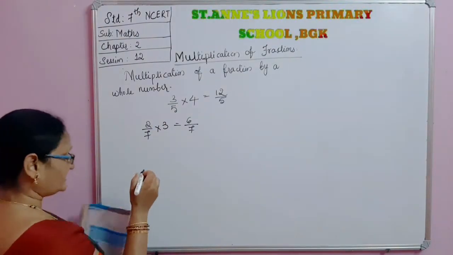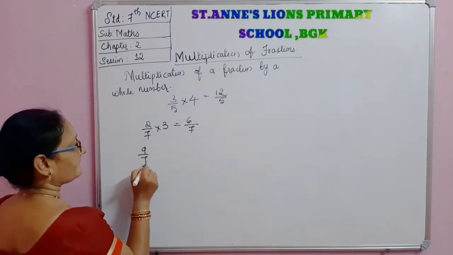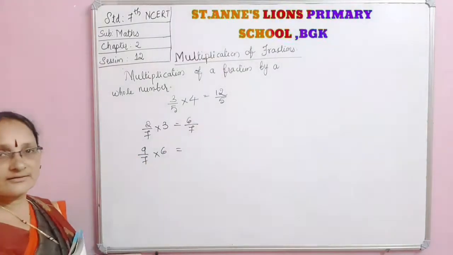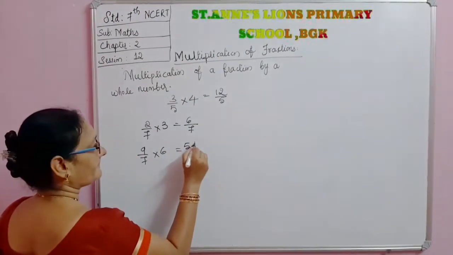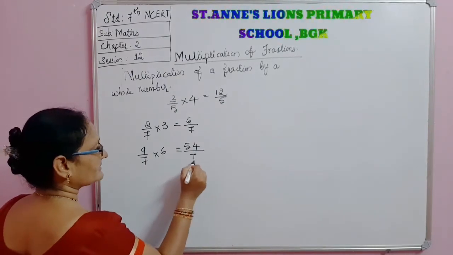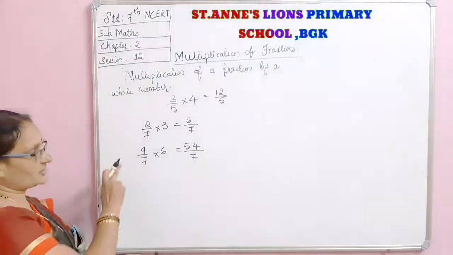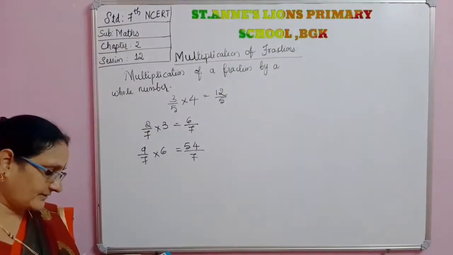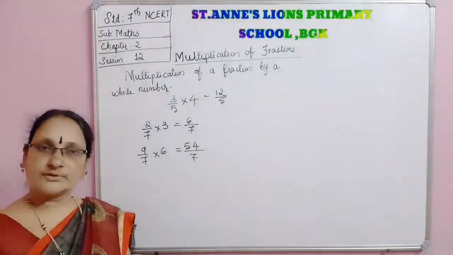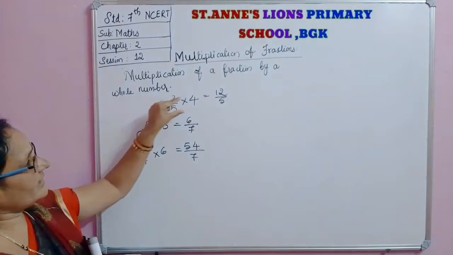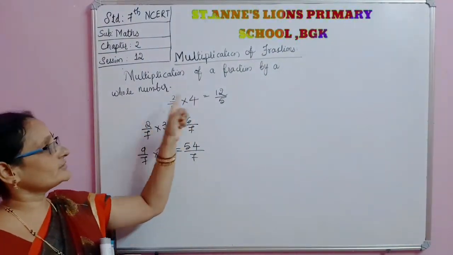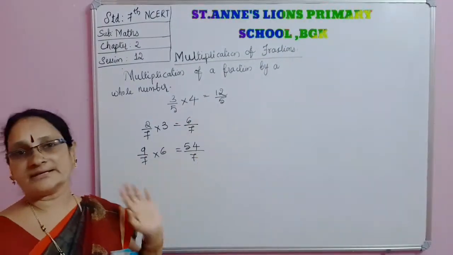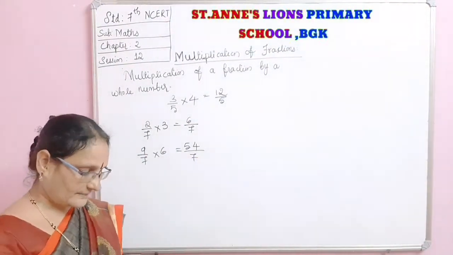Then 9 by 7 into 6. 9 sixes are 54, 7 ones are 7. Fraction by a whole number. The same way we can solve many problems of a fraction and a whole number. Just multiply numerator to numerator, and the denominator with 1, and keep it. This is the method.